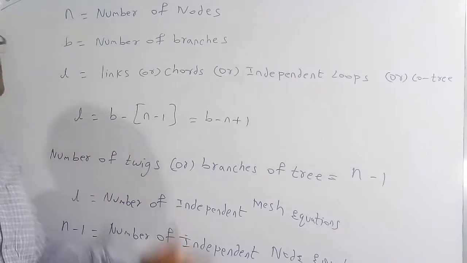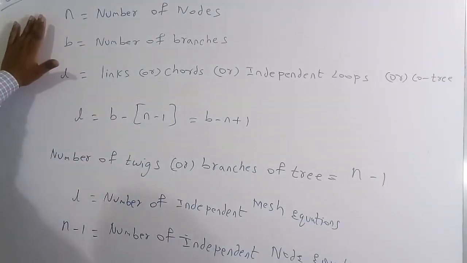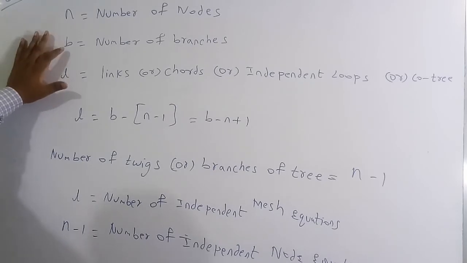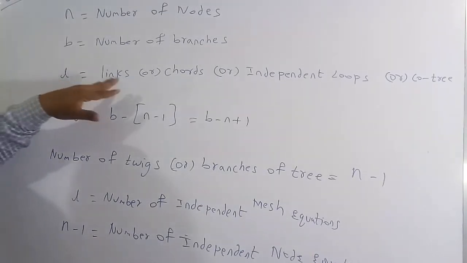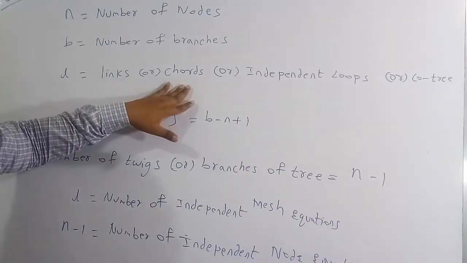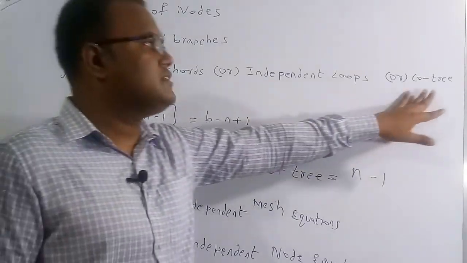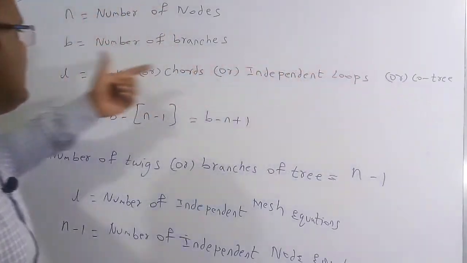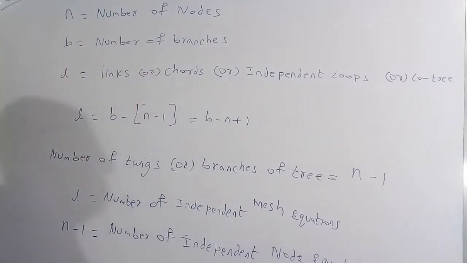Basically this question belongs to graph theory in networks, where n represents the number of nodes in the graph and b represents the number of branches in a circuit. L represents the number of links, also called chords, or the number of independent loops, or the branches of these links. It is called a chord tree. Now, what is the relation between L, b and the number of twigs?